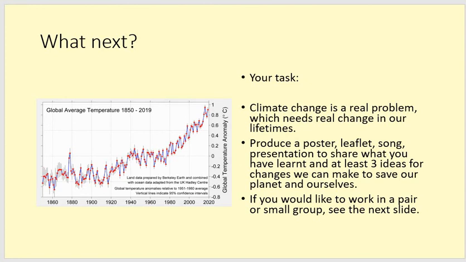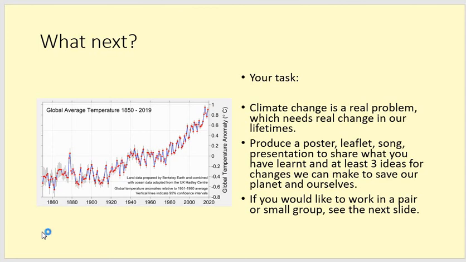So, what happens next? Your task, I've put a graph here. This is showing temperatures from the 1850s to 2019. That's the last whole year we've got data for. Obviously, we're only partway through this year. 1850 is the starting point because that is when something called the Industrial Revolution happened. And the Industrial Revolution was when people started to use a lot more machines to burn a lot of coal to make trains work and to have factories work, and that is when we started to produce a lot more carbon dioxide into the atmosphere.